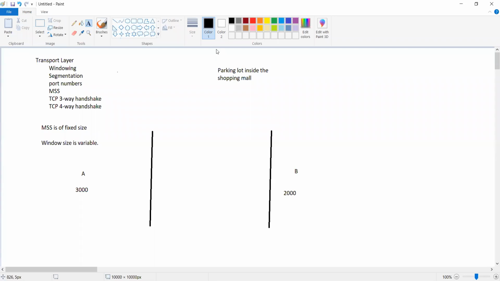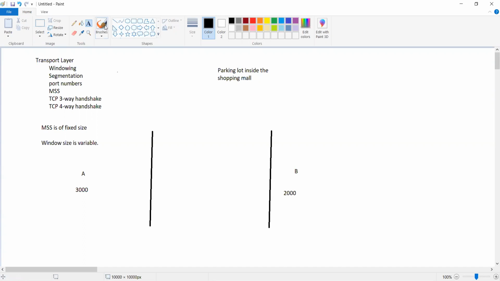So from device A's perspective, device B can send a maximum of 3000 bytes of data, not more than this. What happens if device B sends more than 3000 bytes? There would be buffer overflow and congestion. You know what congestion is? Congestion is like a traffic jam. Just remember congestion with the example of a traffic jam.